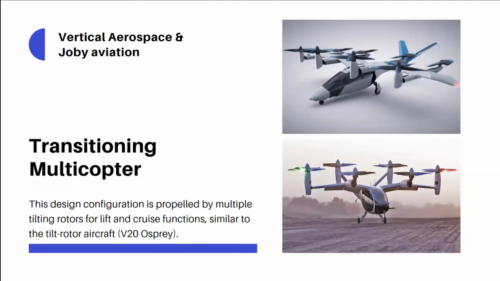Let's go on to the third one. The third ones are transitioning multicopter types. You have seen the V-22 Osprey aircraft. These are something like that. Vertical Aerospace, the first one, and Joby in the second image are making this kind of aircraft. In this aircraft, they have tilting rotors. Not all rotors are tilting. The forward ones are tilting, and these are the ones which control the direction of the aircraft, basically.